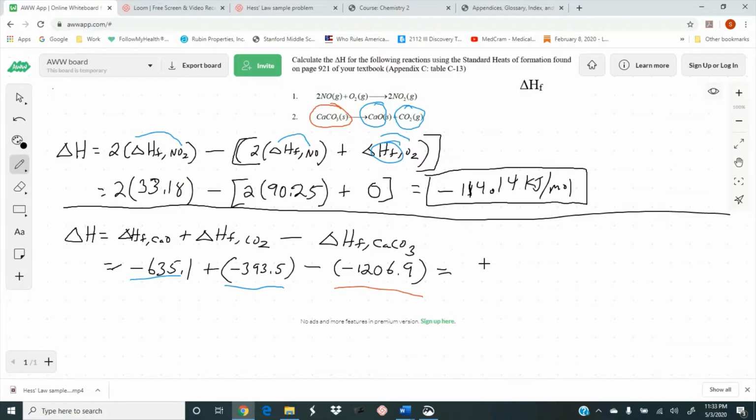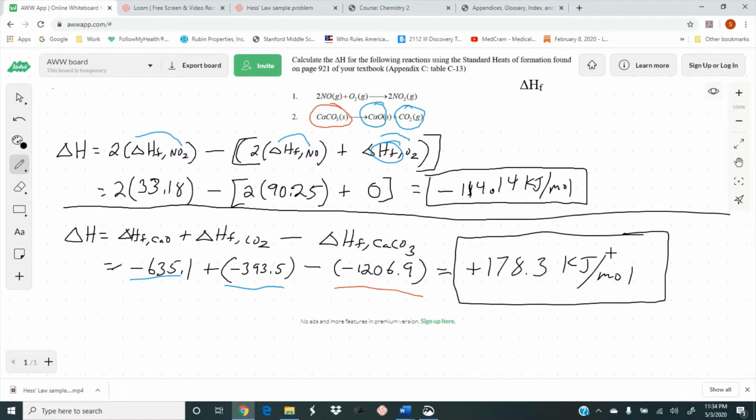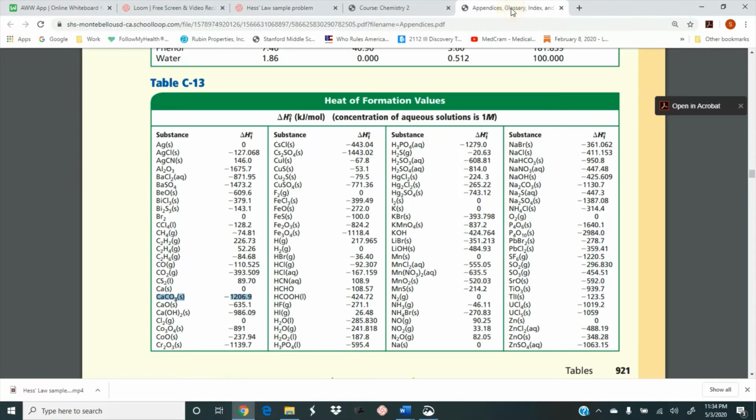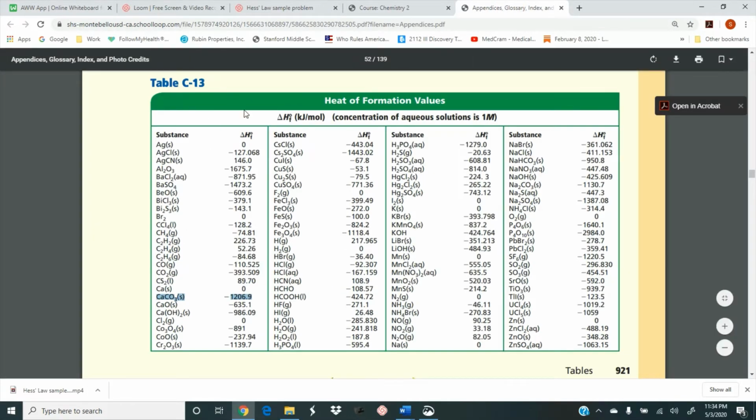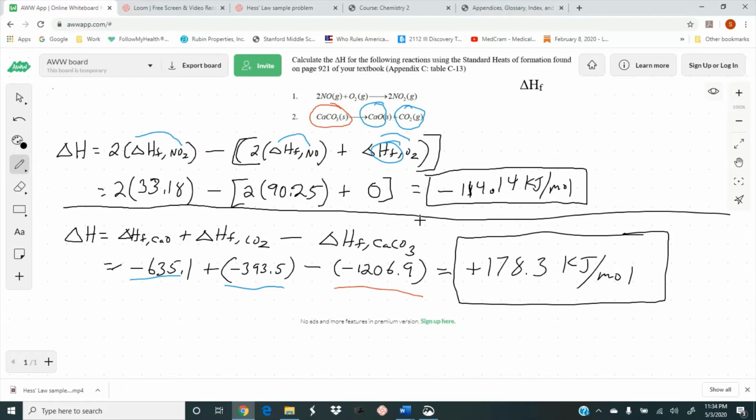The reaction is endothermic. It is positive, so just put positive 178.3. This is our answer, kilojoules per mole. Okay. So there's your delta H for this reaction. We did two sample problems here, because this was pretty easy. All we had to do was look them up in table C13 in your book, page 921 in the appendices. Okay, so that's how you use heats of formation to calculate the delta H.